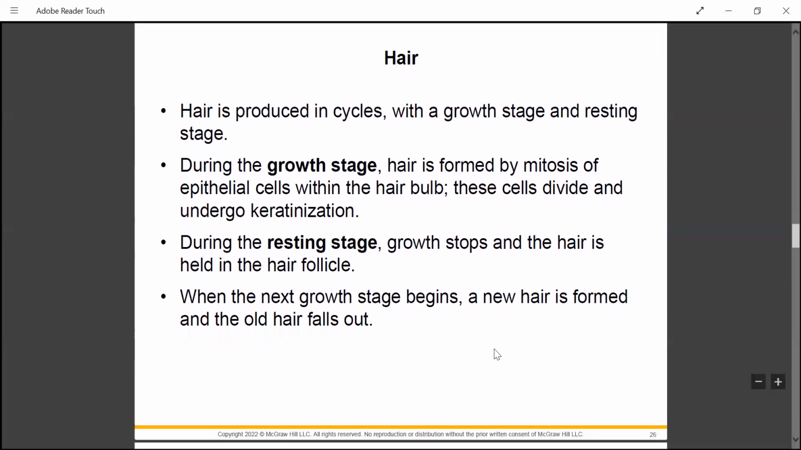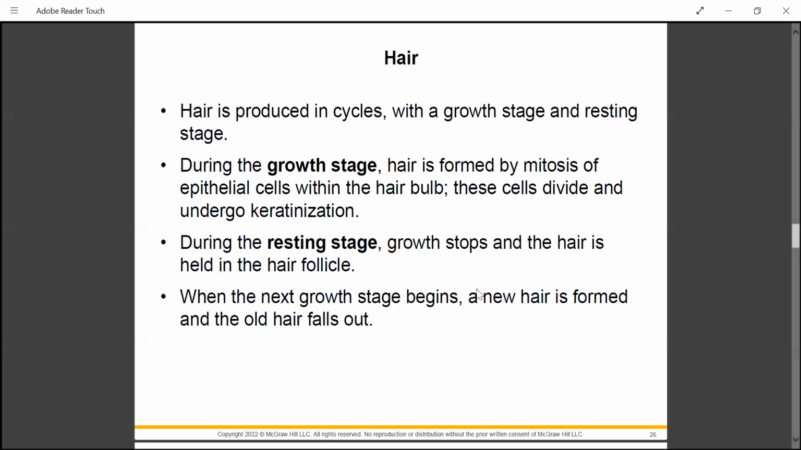So hair grows in cycles. It has a growth stage and a resting stage. They are exactly what they sound like. During the growth stage, our hair is going to go through the process of mitosis within the epithelial cells of the bulb. As these divide, they're going to get pushed towards the top. They undergo the keratinization process similar to our epidermis, but they're obviously not going to go through the process quite to the point of being as hardened as our skin.